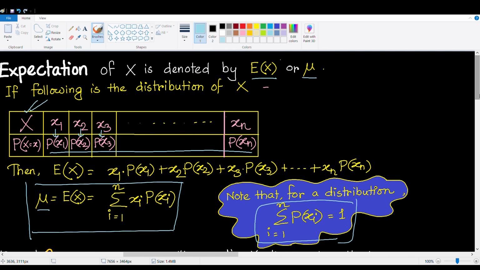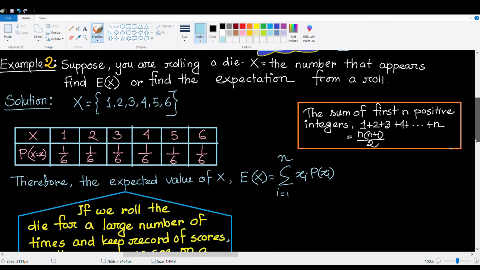Now let's see some examples. Suppose you are rolling a die. X is the number that appears. Find E of x, or find the expectation from a roll. So if you keep rolling a die, what is the average score expected from each of the rolls? That is something I'm interested in.